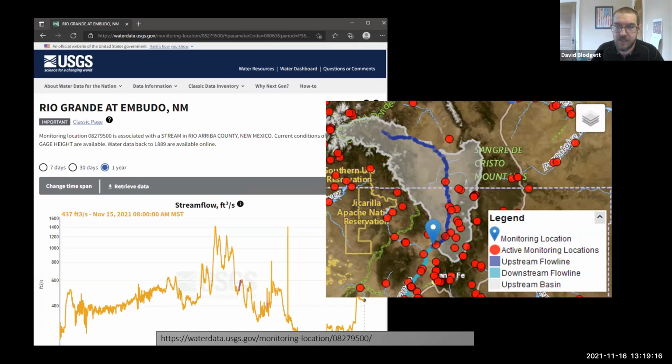So I have on the screen the new NWIS monitoring location page for the Rio Grande at Budo, New Mexico, and the map screenshot here is actually available, scrolled down a little bit below the time series plot. So we've got a monitoring location, the blue pin. We have an upstream flow line, which is actually the main stem of the Rio Grande in this context. We have a downstream flow line, which is the main stem downstream of this location, and we have an upstream basin. We all pretty much get this, but it's not super duper trivial.